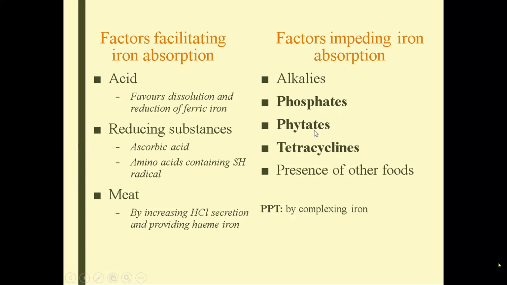Phosphates, phytates, and tetracyclines, I have written here PPT, inhibit absorption by complexing with the iron. They form a larger complex with the iron, and that larger complex cannot be absorbed by the GI tract. Phytates are present basically in plants and plant products, like maize. And then tetracycline, the drug, and the presence of other drugs also inhibit the absorption of iron.